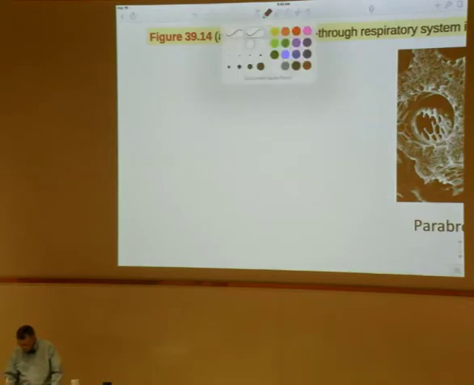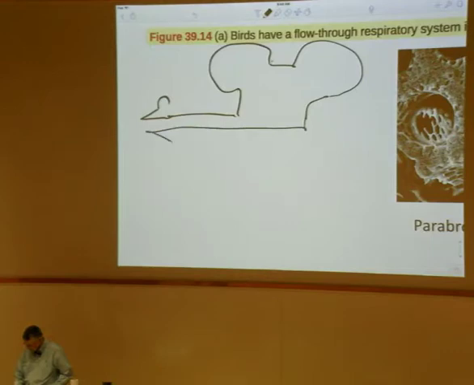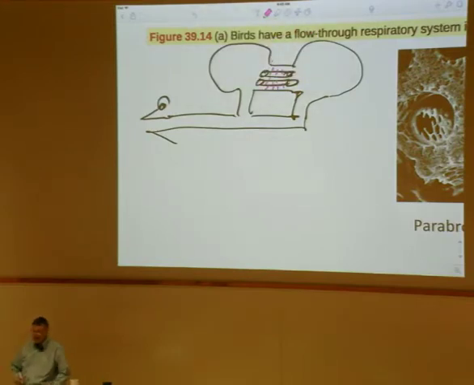So this was a video you guys watched. I hope you have practiced drawing bird lungs, the Mickey Mouse ears. And parabronchi going through here, and the parabronchi have their own little air capillaries going off. Okay, parabronchi, you have bronchi. These are sort of like bronchi, parabronchi.